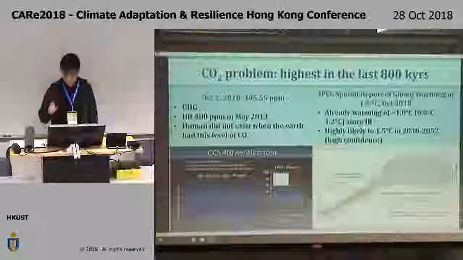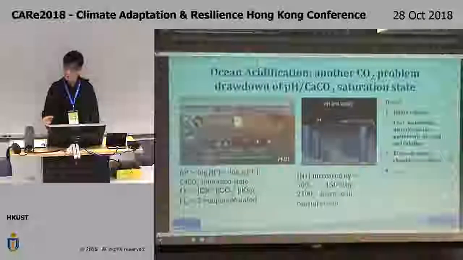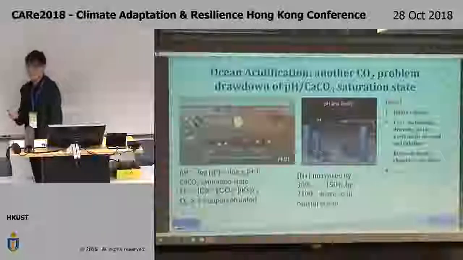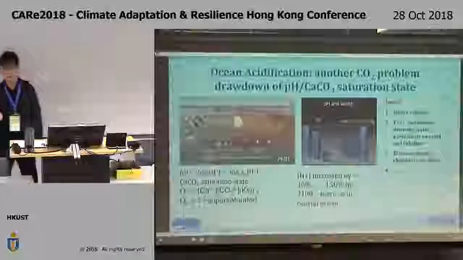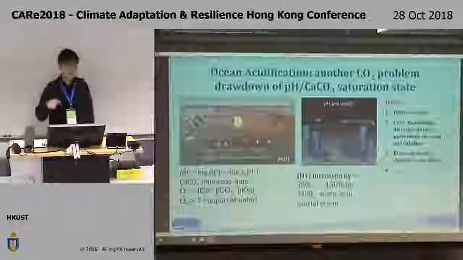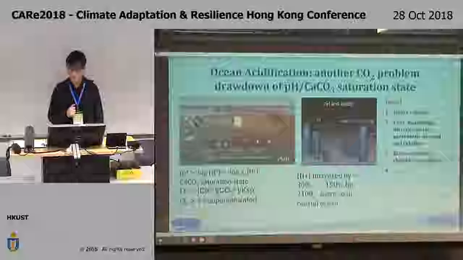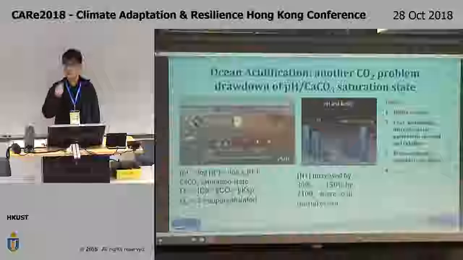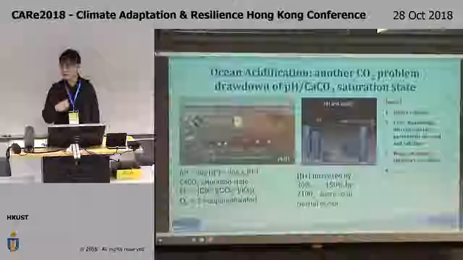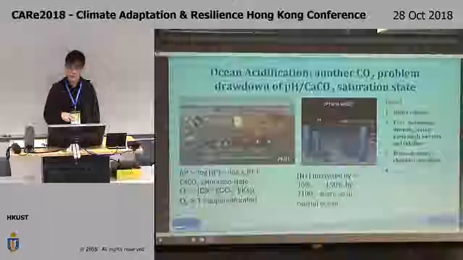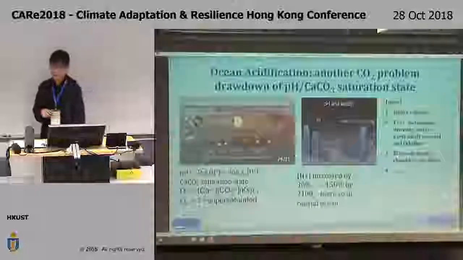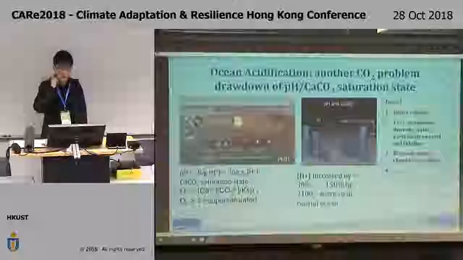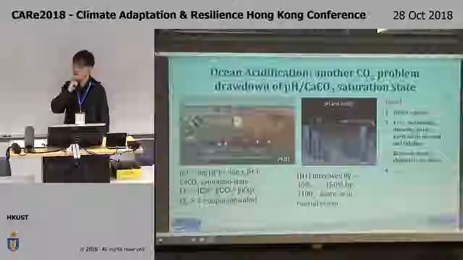So this is one of the CO2 problems. Another CO2 problem we call ocean acidification, because the ocean has mitigated 40% of the atmospheric CO2 arising from fossil fuel burning. So that CO2 is acidic. If you drink Coca-Cola, that gives you acidity. So this will drive the pH drawdown, and also one of the major ions is the calcium ion concentration.